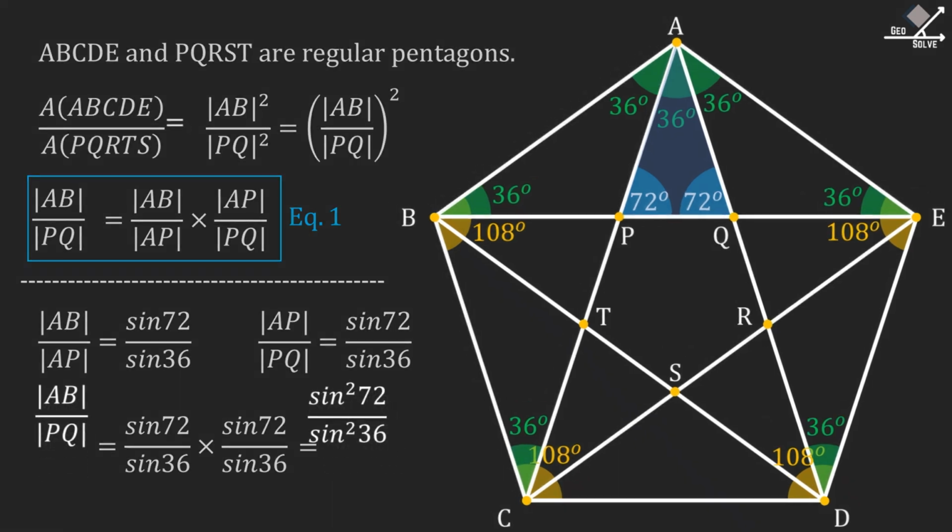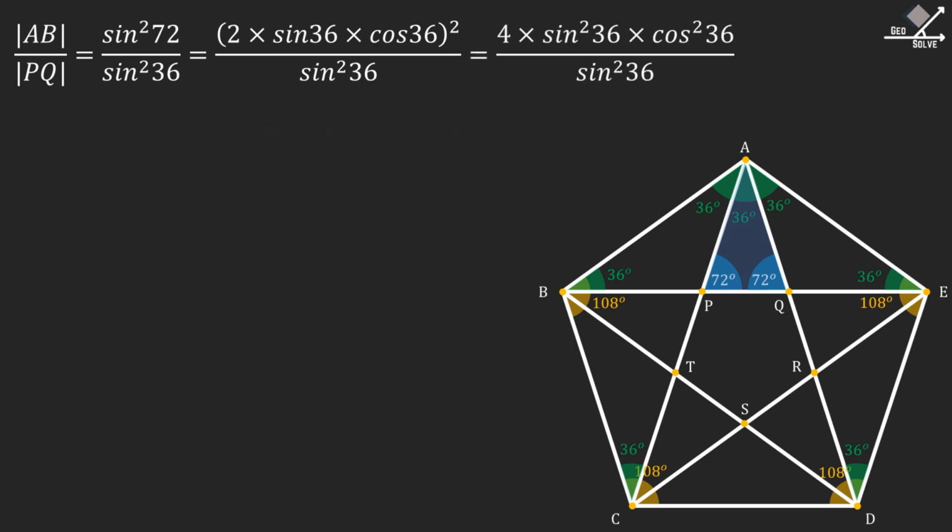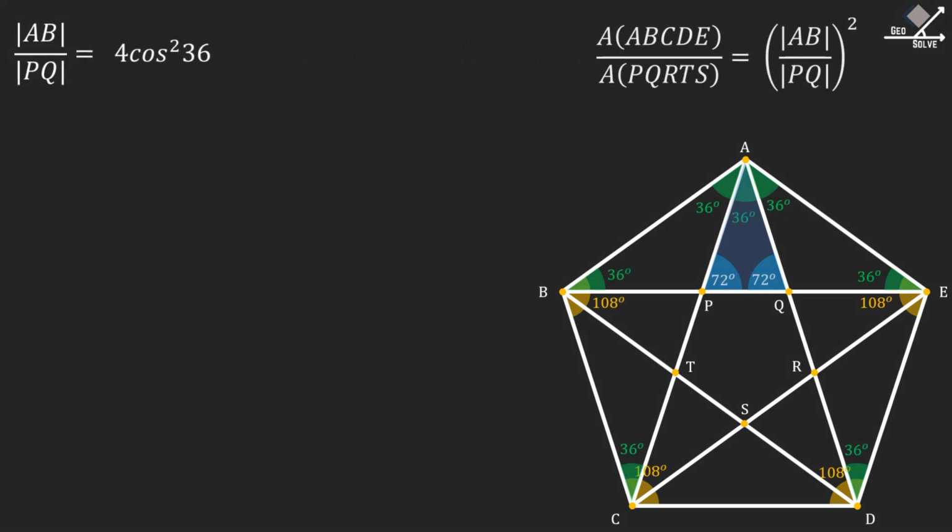Let's make some space and continue from here. Now we can use the relationship sine 2x equals 2 times sine x times cosine x to expand our expression. Then let's take the square of all the terms in the parentheses. Sine square 36 terms will cancel, and our expression will be 4 times cosine square 36. And don't forget that we are looking for the square of this ratio to find the area ratio.